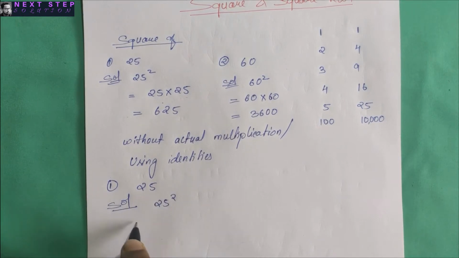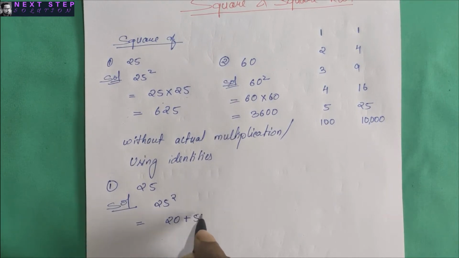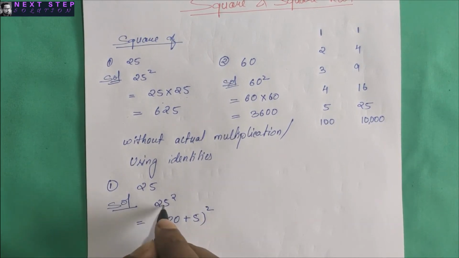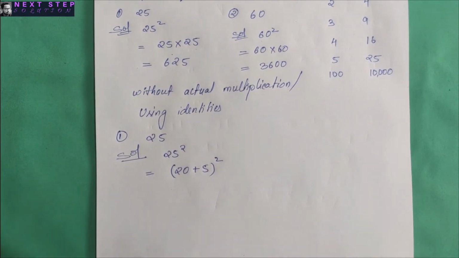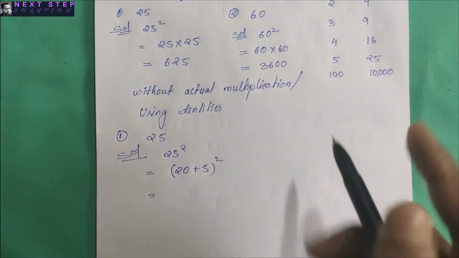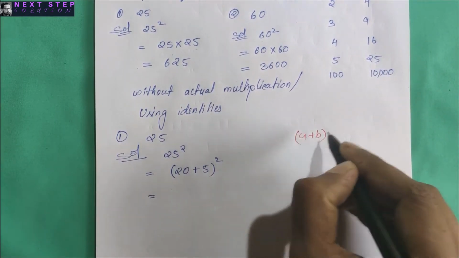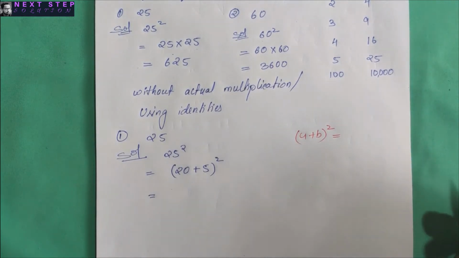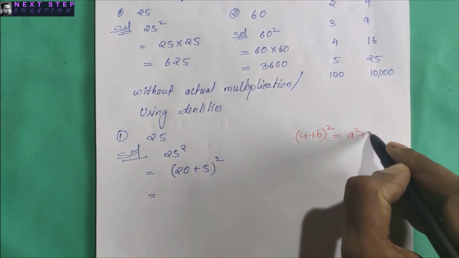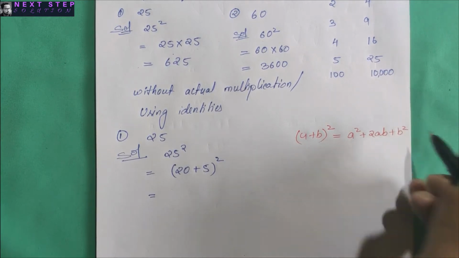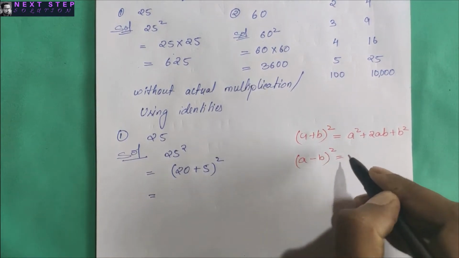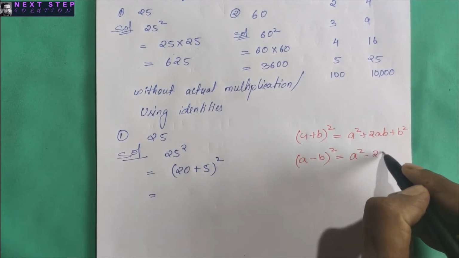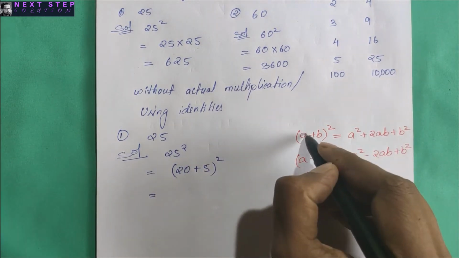25 square, we can't multiply directly, so we can write this 25 as 20 plus 5. 20 plus 5 will give you 25, and 25 has a square, so this number has a square in it. Now use the formula a plus b the whole square. You already know these identities, you have studied them earlier. A square plus 2ab plus b square. This is the identity. In case you have minus, suppose you have a minus b the whole square, we can write it as a square minus 2ab plus b square.